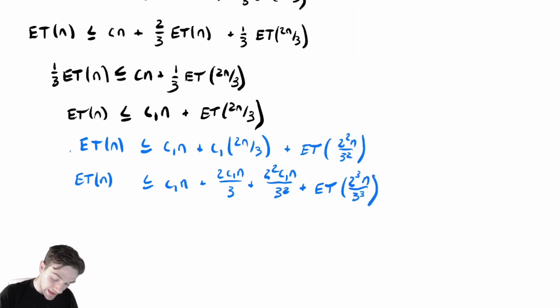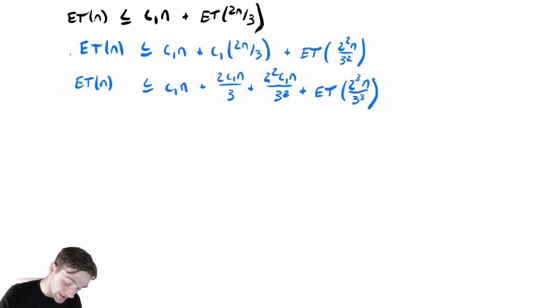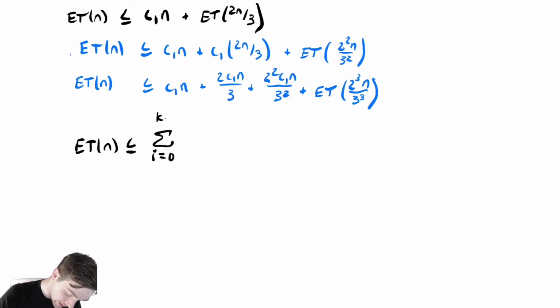Now maybe we notice the pattern, which hopefully we've seen stuff like this so many times that this pattern becomes intuitive. This is E[T(n)] is less than or equal to the sum from i equals 0 to k minus 1 of c1 times (2 to the i over 3 to the i) times n, plus E[T] of 2 to the k n over 3 to the k.